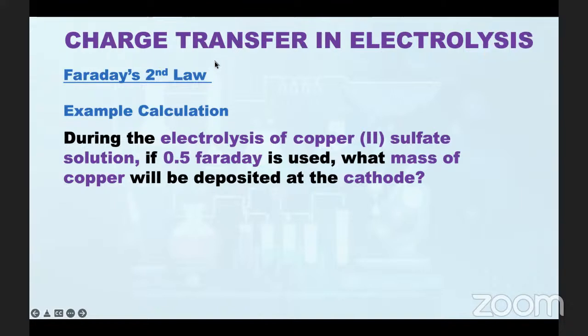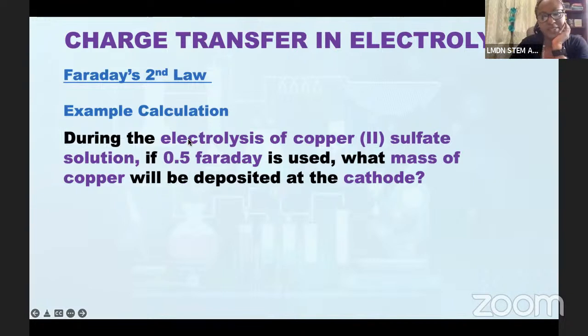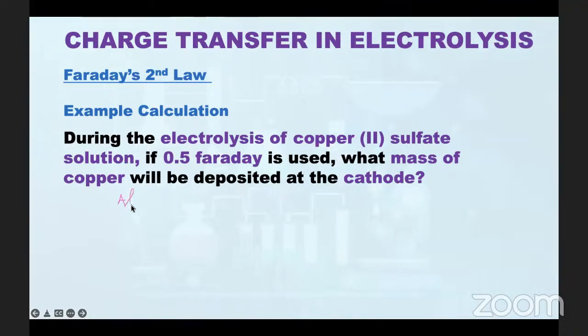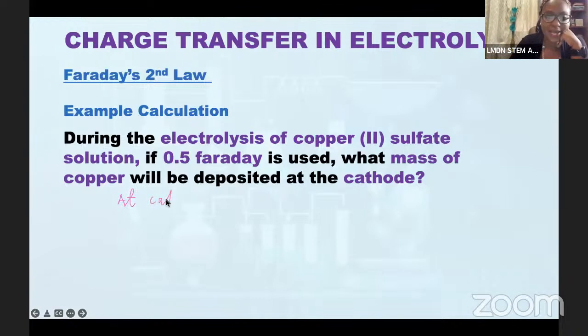So what would my first step be in this particular case? I don't have to calculate Q anymore, I know what Q is in terms of Faraday. Writing a half equation, exactly, and that's for the cathode, because they're asking us about the cathode, and at the cathode reduction takes place. So what are our ionic species in this particular case?